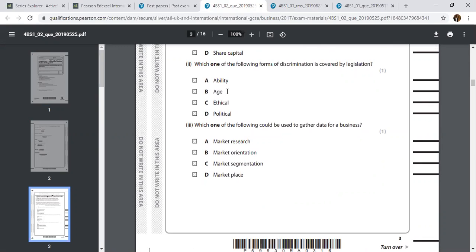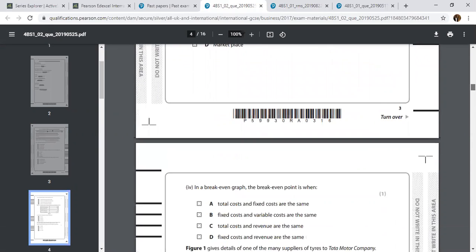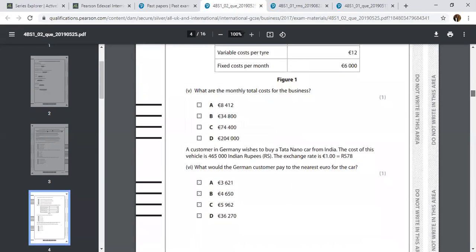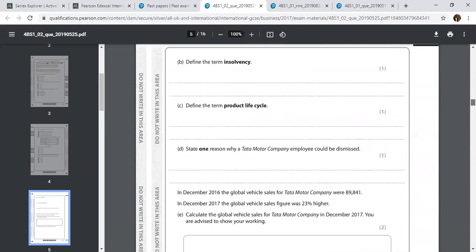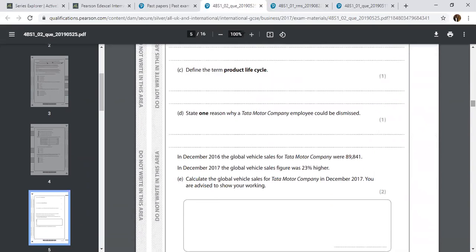We talk about that in our case studies also. That's the rule covered by the legislation: age discrimination should be banned in the organization. Under the human resource questions, you can see part D: state one reason why a Tata Motors employee could be dismissed. This question also, you have to think mainly about the case study.